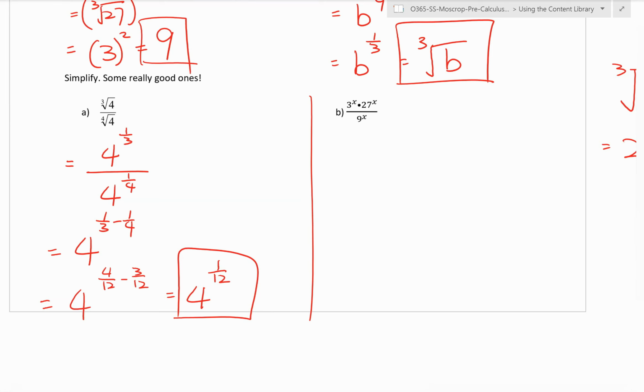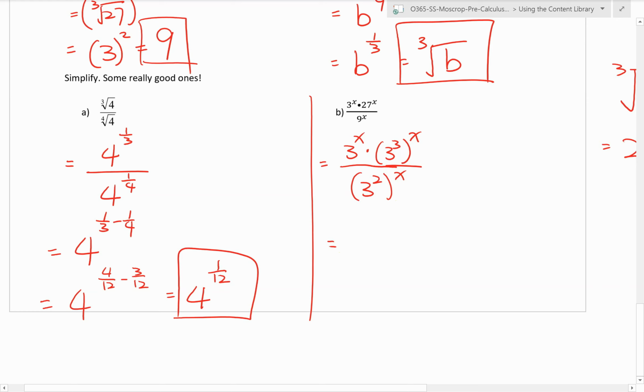Okay. If you guess 3, good for you. If you didn't, well, that's okay. You haven't seen this before. It's not a big deal. Okay. We can actually turn everything into base 3. Okay, so this 3 to the power of x, we don't need to do anything. 27 can be rewritten as 3 cubed. And to the power of x is still to the power of x. 9 can be rewritten as 3 squared. Again, to the power of x, that's still the power of x.